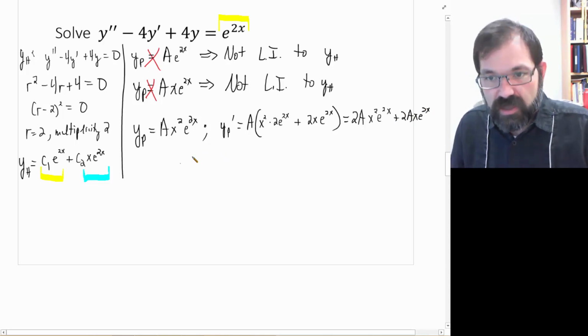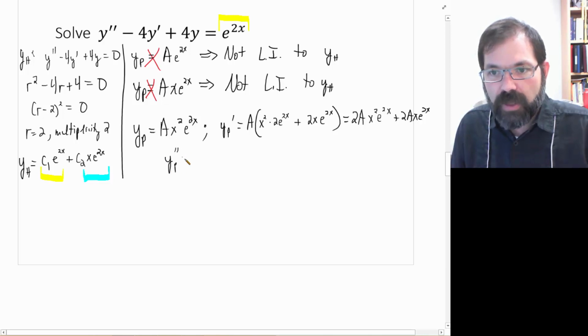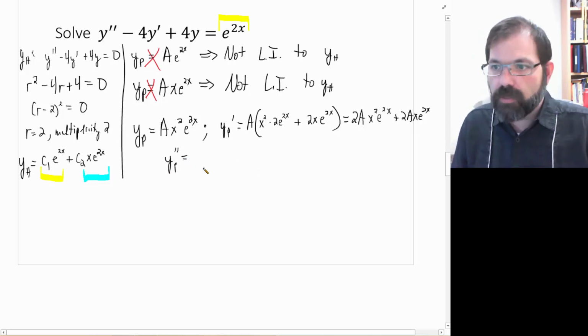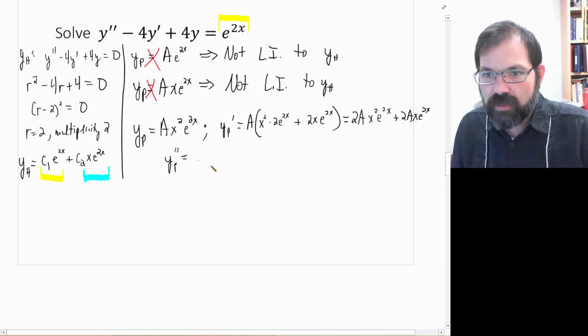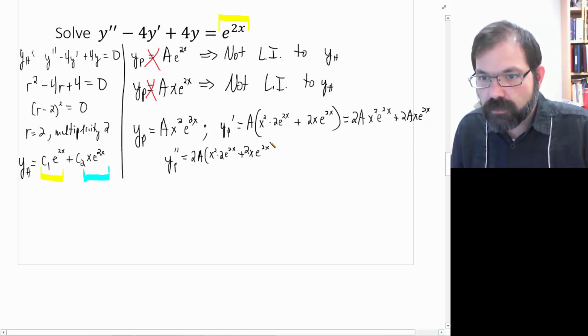And I still have to calculate the second derivative, right? y sub p double prime. And if you go through the product rule again, let's see. So we'd have 2a, and I'd have an x squared times 2 e to the 2x plus 2x e to the 2x. And then I'd have a plus 2a.